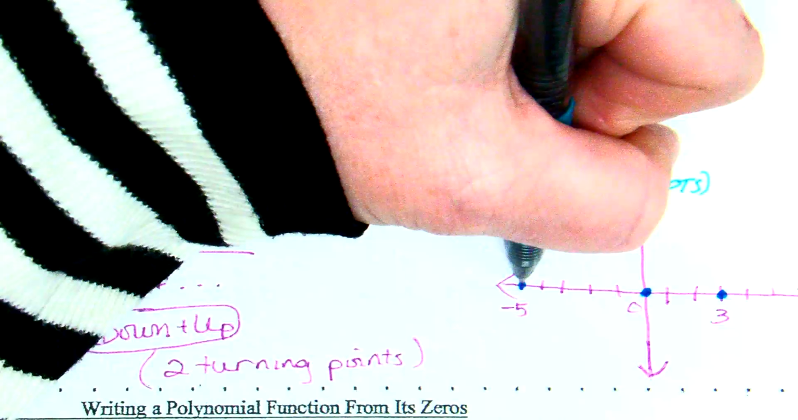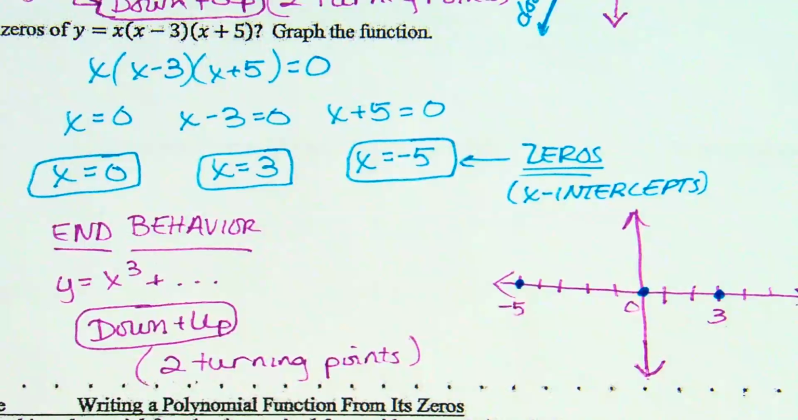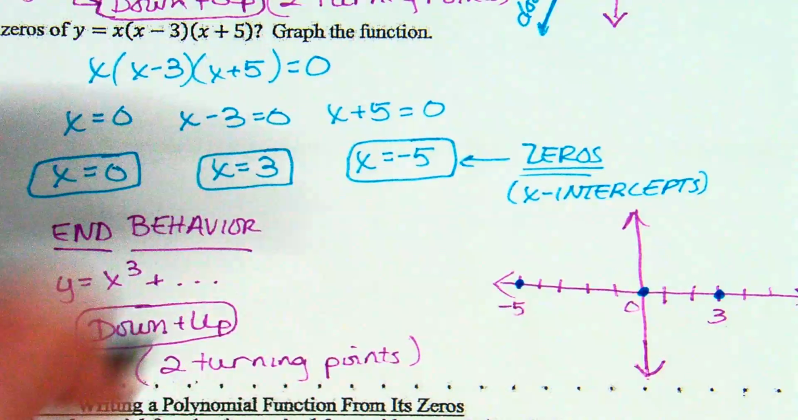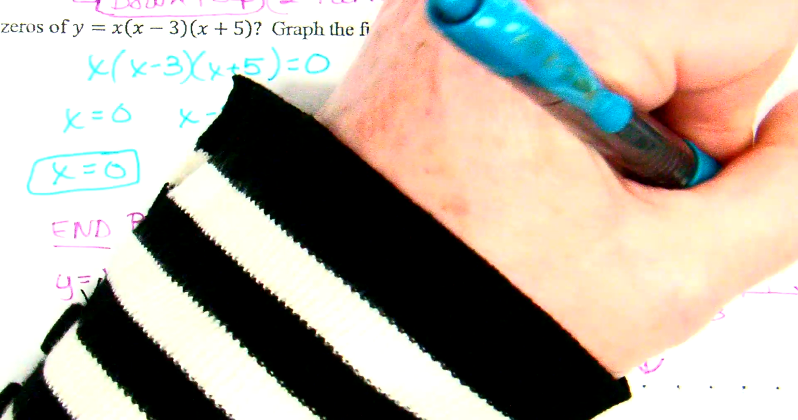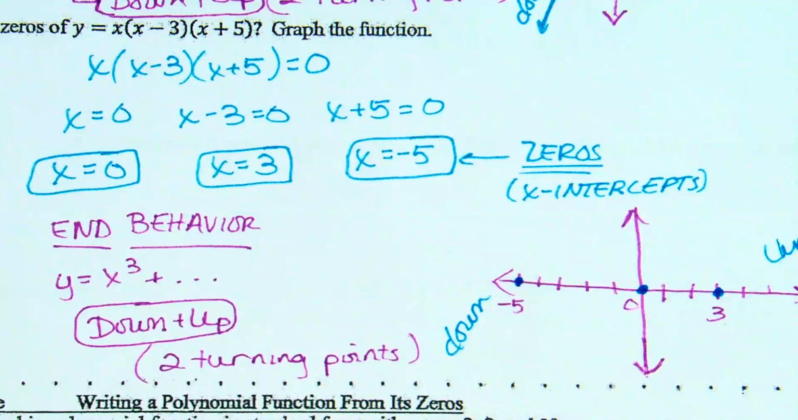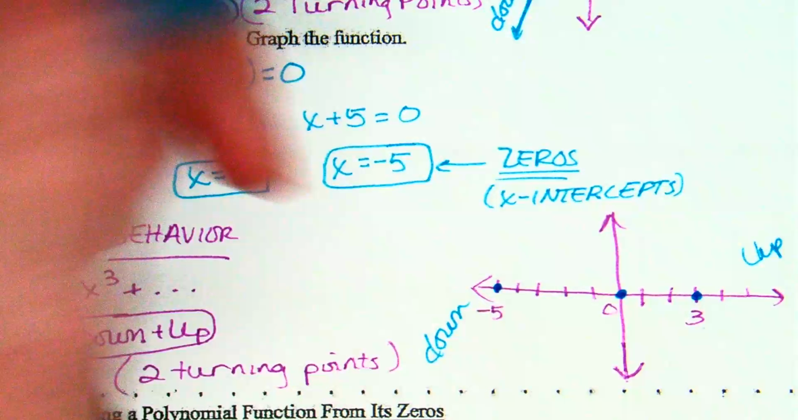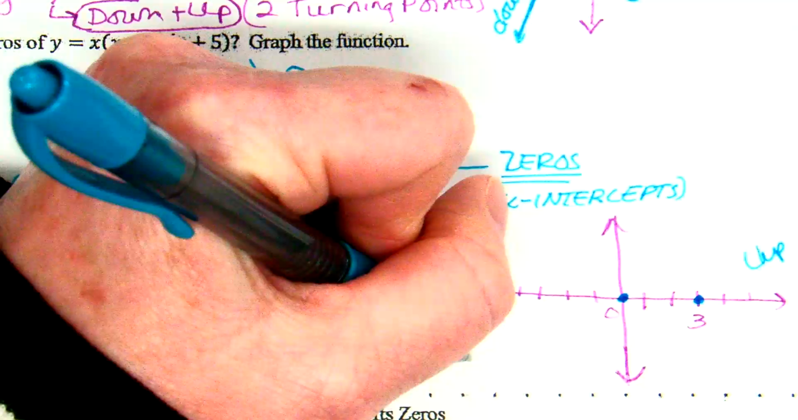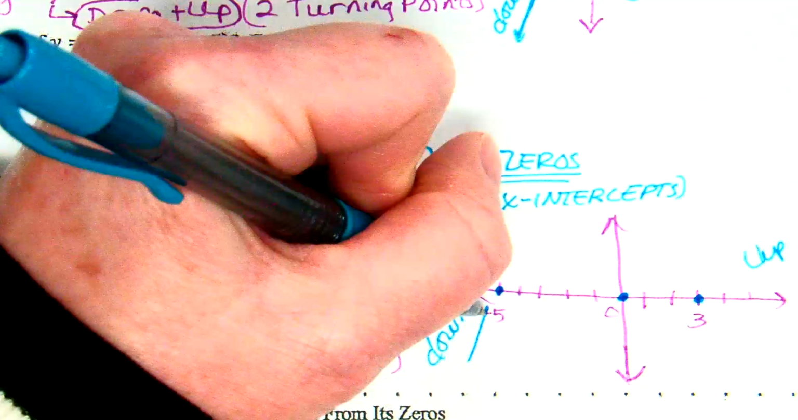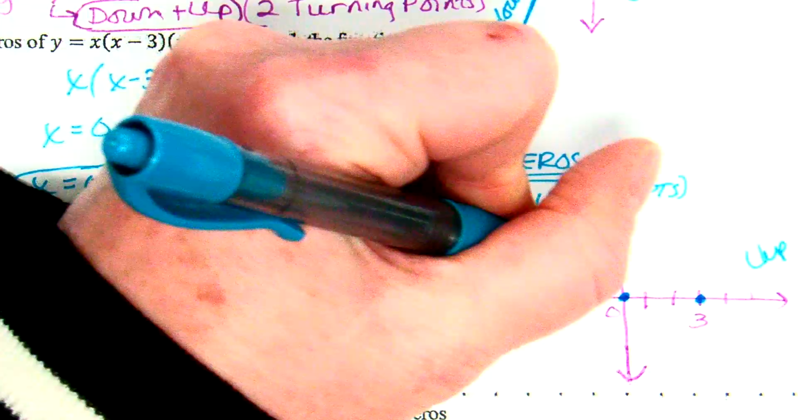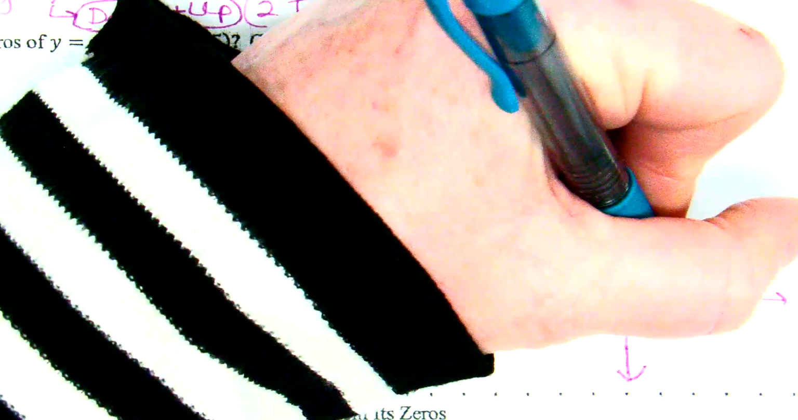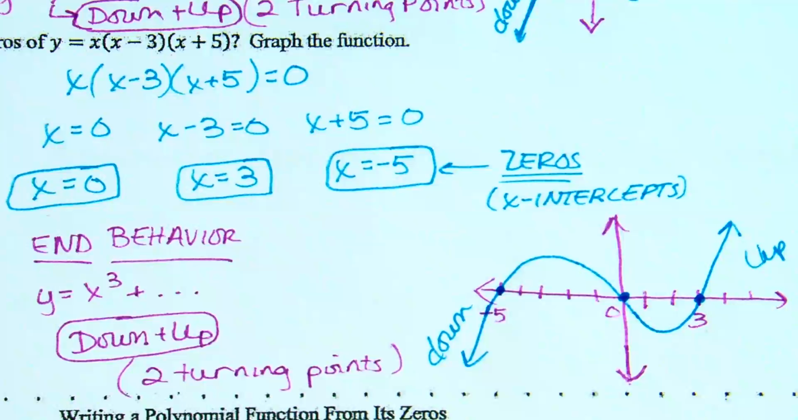Did you ever think about the end behavior? Yours looks funny. We're starting down, so we're going to start in the bottom left corner. We're going to go through -5, and then curve and turn, go through 0, then go down and turn, go through 3. It's a hill and then a valley. There you go.